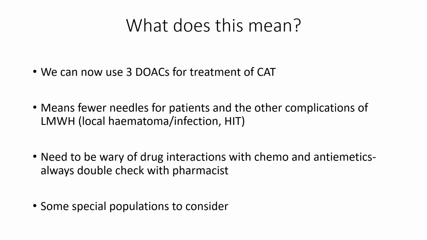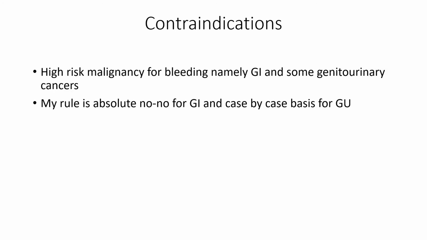We have some special populations to consider as well. So first of all are the major contraindications to using these. Which patients aren't we going to use them for? High risk malignancies for bleeding really, so your GI and some GU cancers. My rule is I don't give them at all to patients with GI cancers. For GU cancers, I do it on a case-by-case basis.